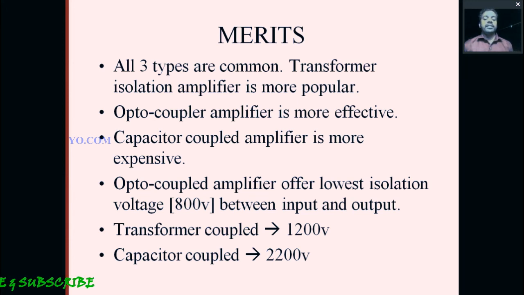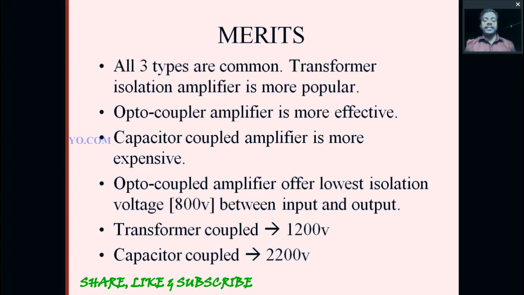A voltage range of 800 volts can be used between input and output. That means the difference between input voltage and output voltage is 800 volts only. For example, if the input is 8 volts, on the output side we can use 808 volts, so the difference between input and output is 800 volts. That is the voltage difference in the optocoupled amplifier.